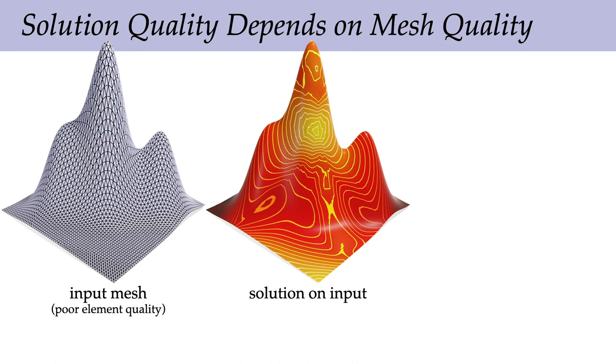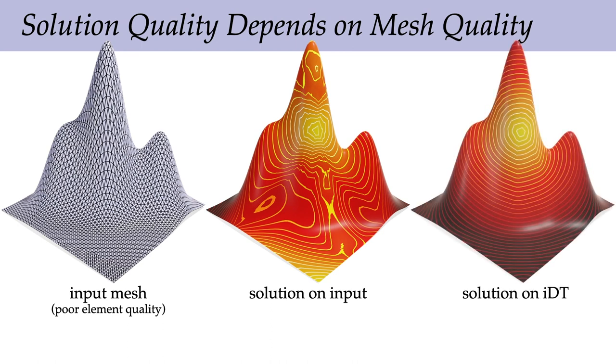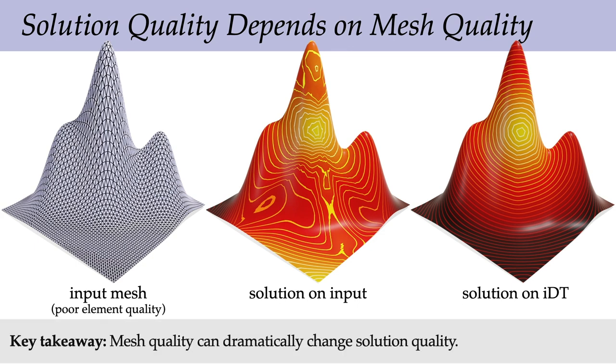Here, for instance, we try running the heat method on an anisotropic mesh with many long skinny triangles. This leads to a lot of distortion in our solution. We're computing a distance function and highlighting isolines, so the highlighted curves should be roughly circular and evenly spaced, which is not true at all on the input mesh. However, if we first flip the mesh to its intrinsic Delaunay triangulation, we obtain a far more accurate solution. We see here that mesh quality can dramatically change solution quality.